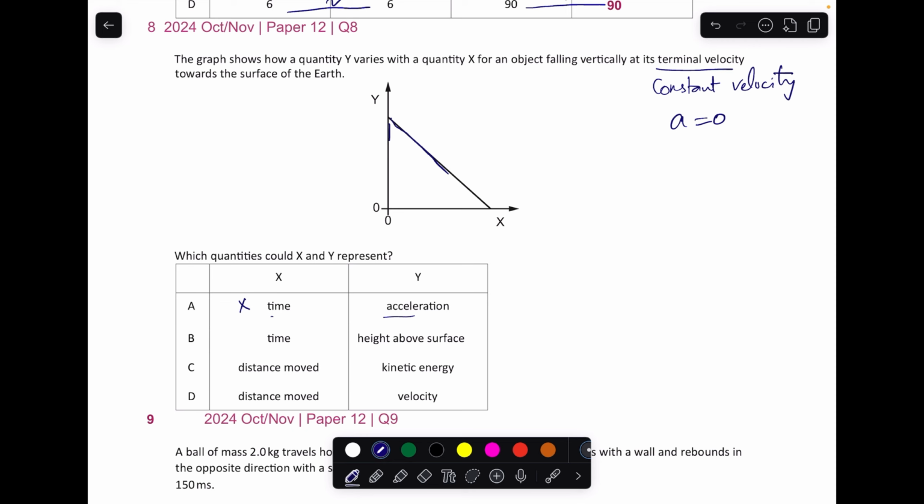Then what they are showing, if this can be the height and this can be the time, is that with the passage of time the height is decreasing. Yes, it's making sense because it is falling vertically downward. Okay, but let's look at the other options.